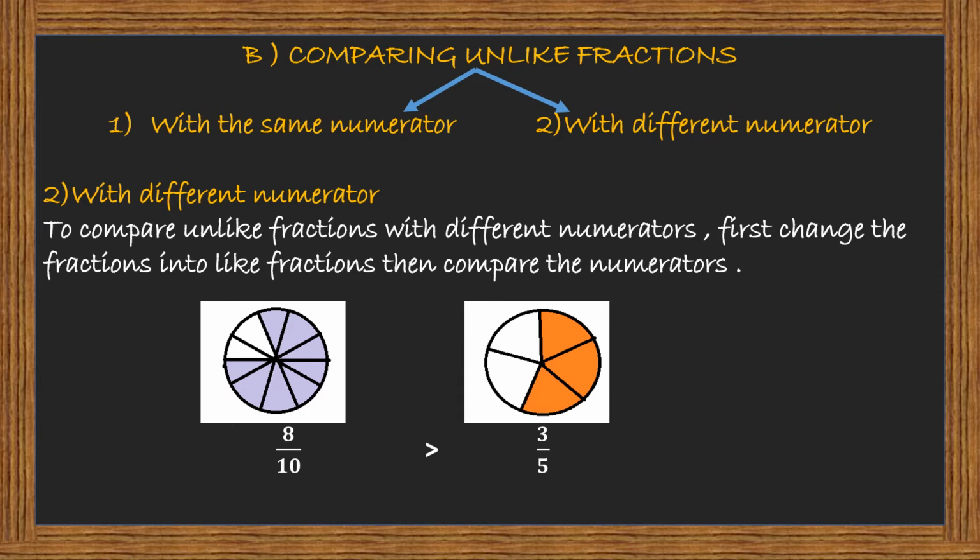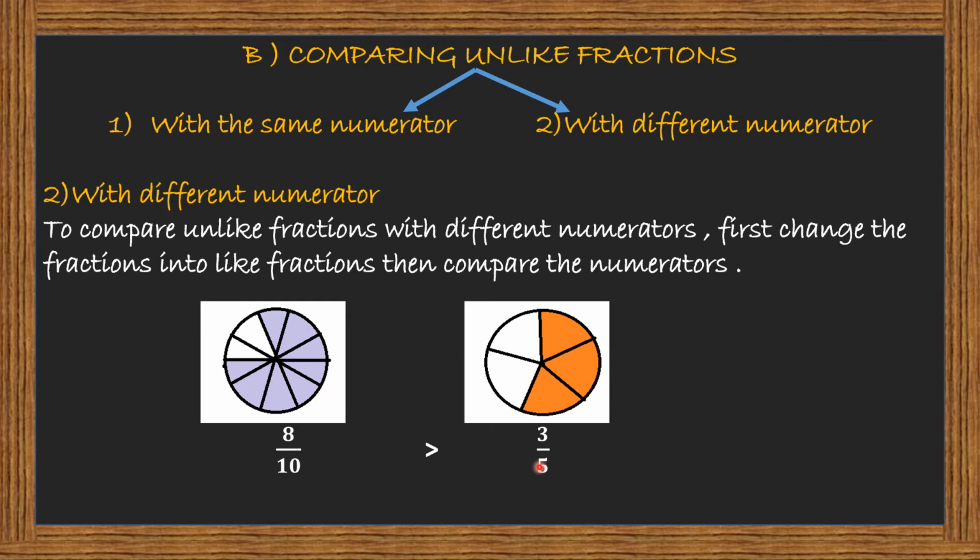So this diagram is represented by the fraction 8 upon 10 and this diagram is represented by the fraction 3 upon 5. By the picture representation only, we can conclude that for 8 upon 10, the area covered by the purple color is more as compared with the orange color. Hence 8 by 10 is greater than 3 by 5.